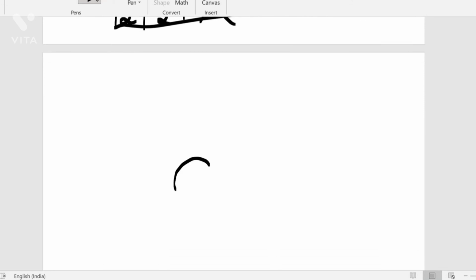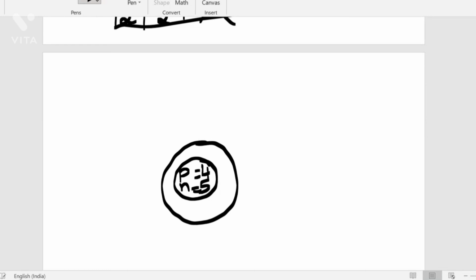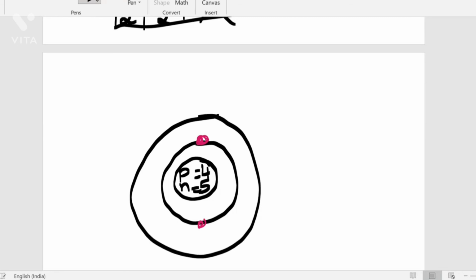So I'm drawing the structure. So what is P? What is N? P is equal to 4. What is neutron number? 5. I'm drawing first shell to occupy the 2 electrons. I'm drawing the second shell L to occupy the next 2 electrons. So next 2 electrons, where should I occupy? Here. Okay, so the fourth one is over.